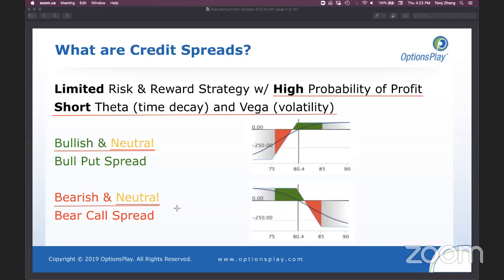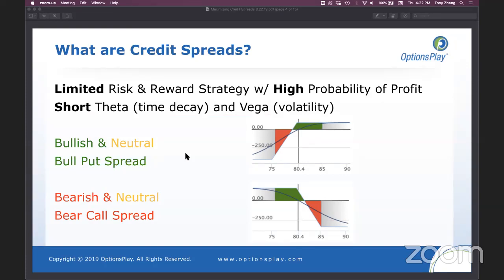For the bullish neutral trade, there is what we call a bull put spread. For the neutral bearish trade, there's a bear call spread. Those are the two spreads that we're going to break down here today. You don't necessarily have to memorize this, but it's important to understand that there are two strategies that you can trade.